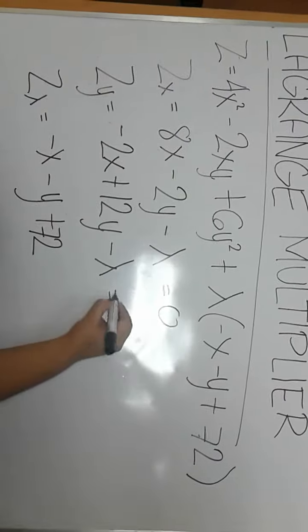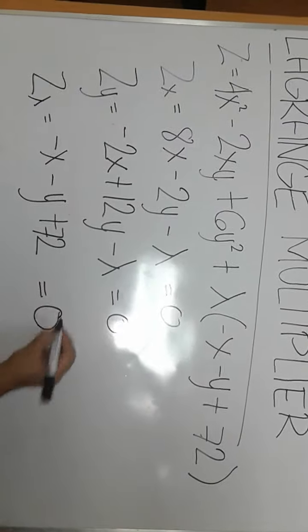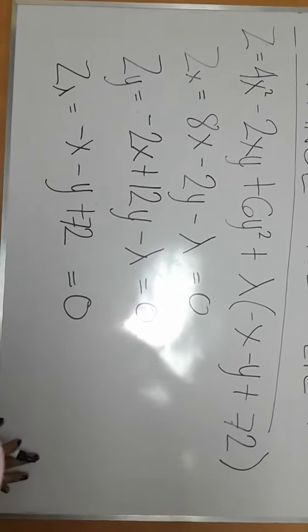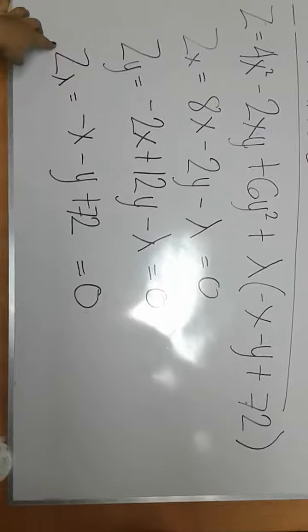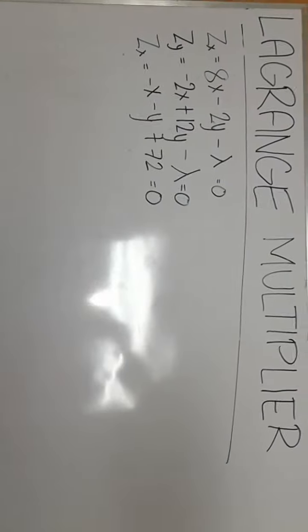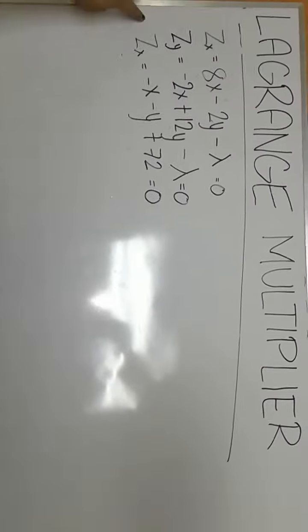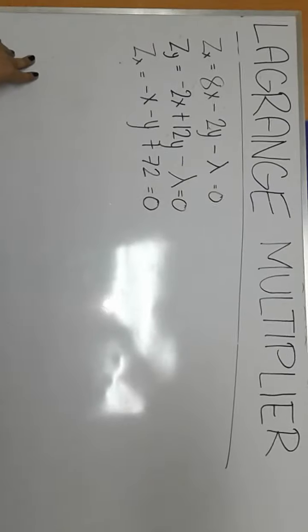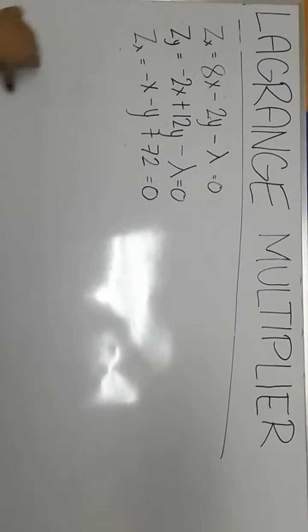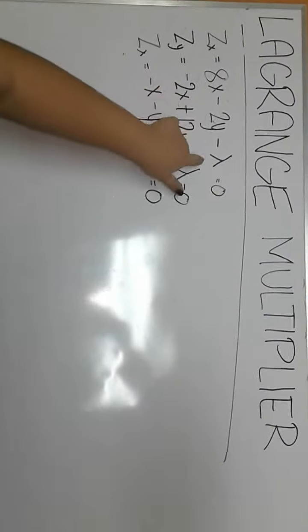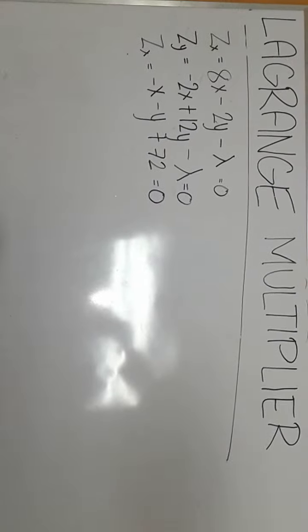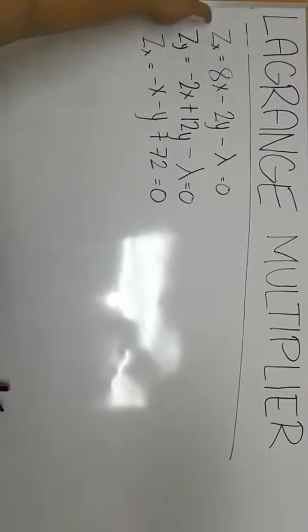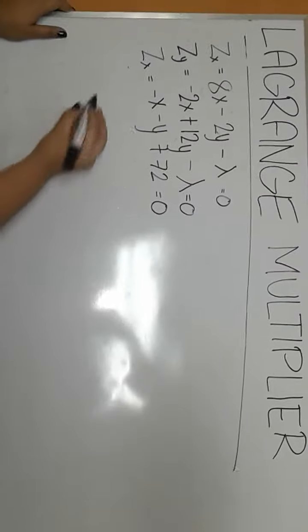Equate everything to 0. So here are our equations. Derivative of x, derivative of y, and derivative of lambda. So now we have our three equations, right? So we will find the values of each variable's x, y, and lambda. And by that, we will use elimination method, and we will choose two equations first. I will choose z of x and z of y.